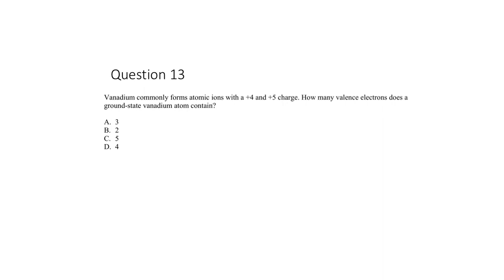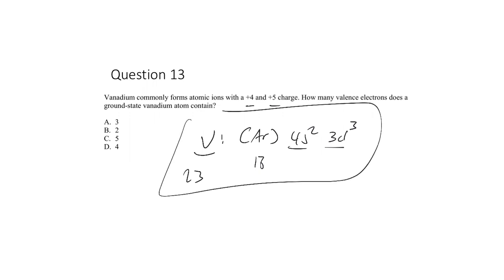13. Vanadium, commonly found with these charges here. How many valence electrons does ground state vanadium have? Well, vanadium is in the first transition metal series. I think it's the third transition metal. Yes, it is. And so vanadium has a total of 23 electrons that we have to distribute. Let's start with argon for 18, 4s2, 3d3. Sometimes we land on a half-filled d subshell that is more stable than a not half-filled d subshell. But this is the true and actual configuration.